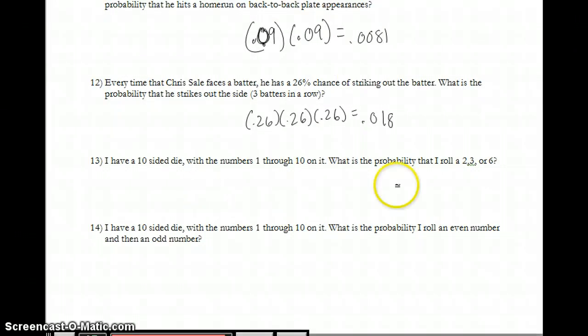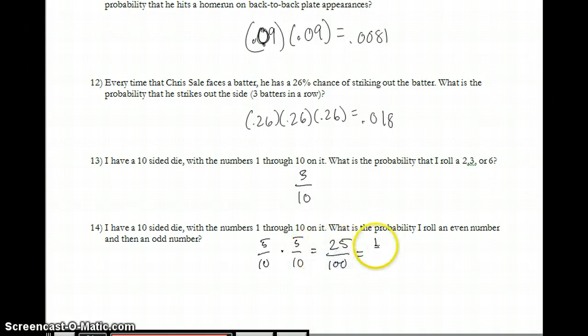A 10-sided die, numbers 1 through 10. What is the probability I roll a 2, 3, or 6? That's 3 outcomes out of 10. If I roll an even number and then an odd number, even numbers happen 5 out of 10 times. Odd numbers happen 5 out of 10 times. I want both to happen. I multiply them together, and I get 25 out of 100, which is 1/4.